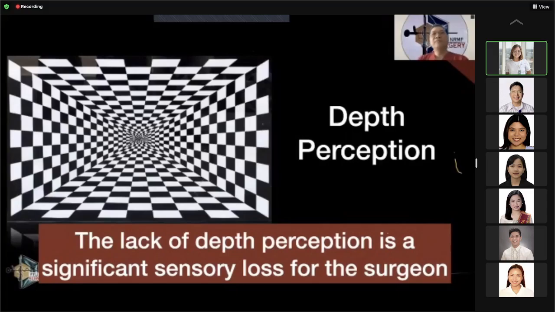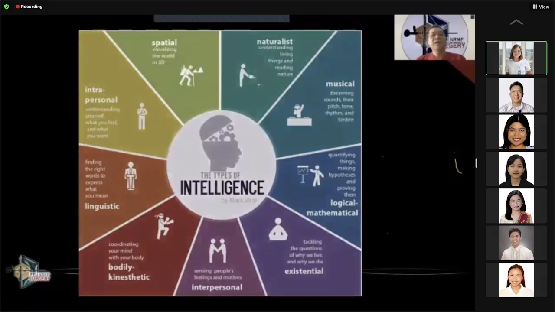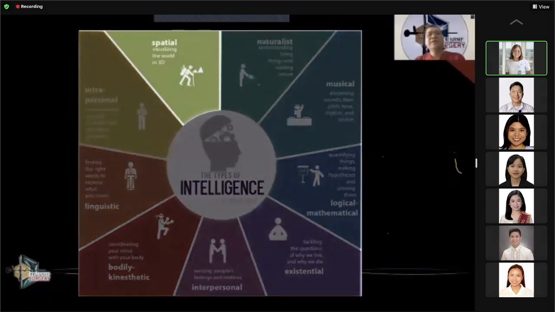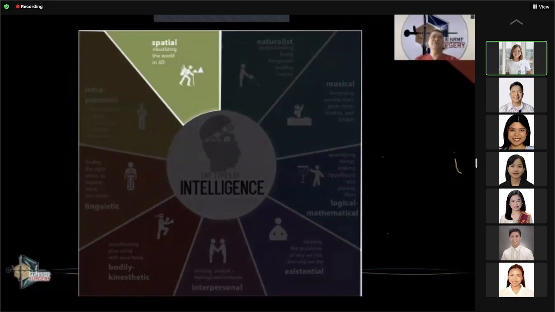So you have to master how you process the image from two-dimensional into a three-dimensional image. Are you familiar with spatial vision, or using spatial intelligence? No? So spatial intelligence is the ability to draw accurate conclusions from observing in a three-dimensional environment.